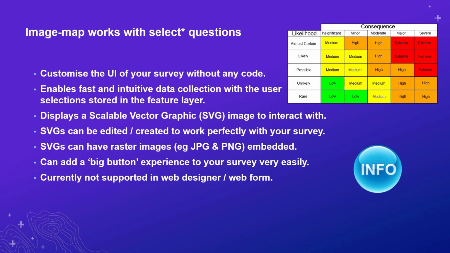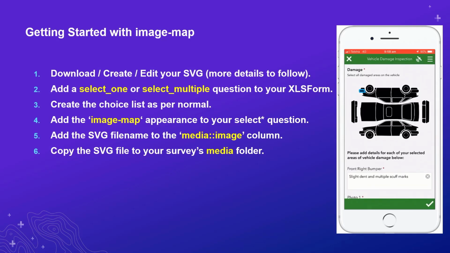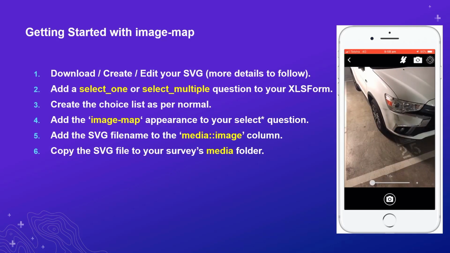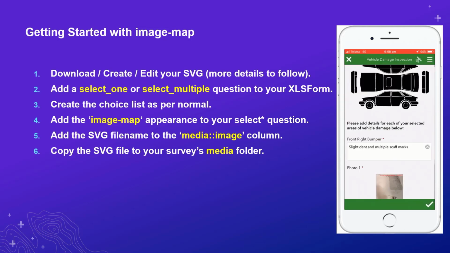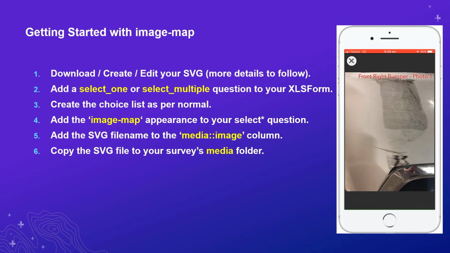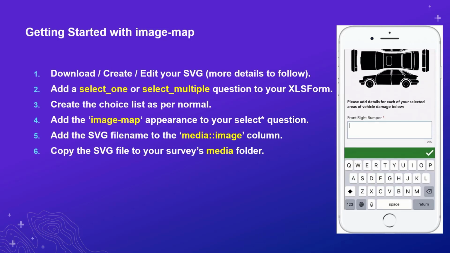Currently, the image map appearance is not supported in the web designer or web form. It is only available in Survey123 Connect and in the Field app. Here are the basic steps you'll need to follow to get started with the image map appearance. You'll need to obtain an SVG that you'd like to incorporate into your survey. I'll demonstrate how to create your own shortly. You need to add a select one or select multiple question to your XLSForm.